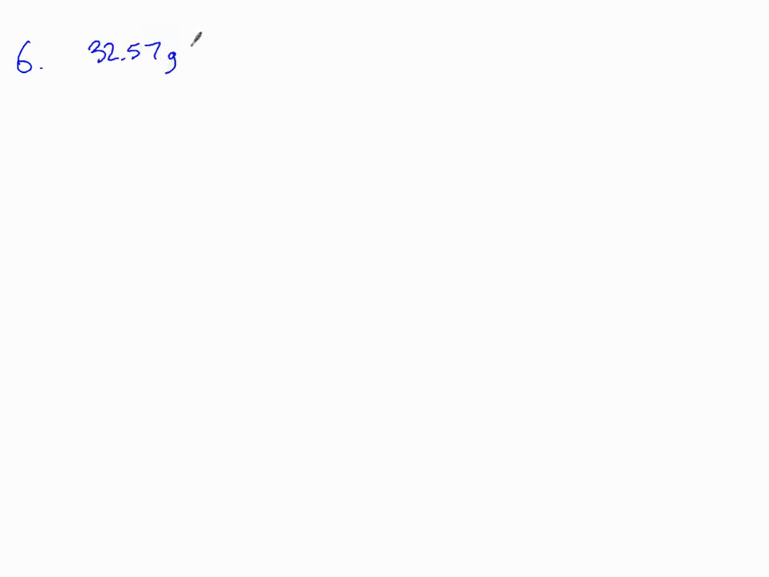32.57 gram sample of copper metal. And what it tells us is that copper metal is burned in oxygen. So here's copper. Burning in oxygen means this is a basic combustion type reaction. And the mass of the product was found to be 36.67 grams. So I'm going to write 36.67 grams. I'm just going to call it product.